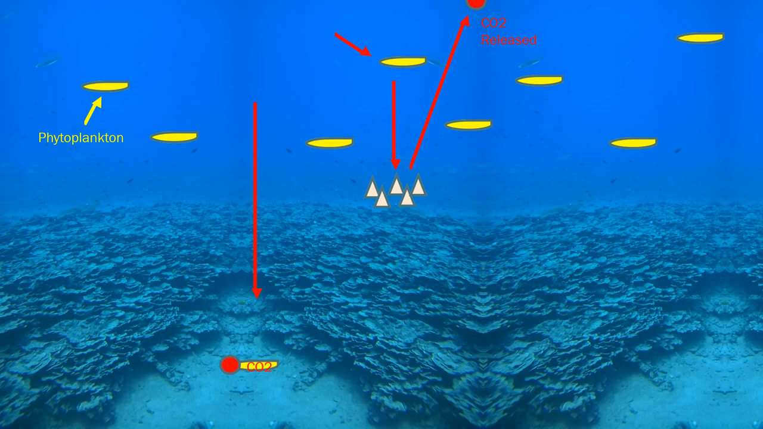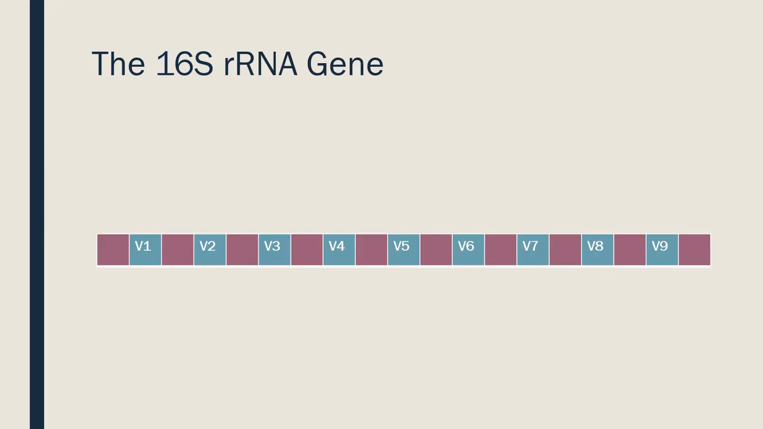Thus, important climate change research is achieved by analyzing these communities and predicting future biogeochemical gradients. The traditional method of analyzing these microbial communities has involved the 16S rRNA gene, a highly conserved gene within species of bacteria and archaea. This gene has 9 hypervariable regions, separated by constant regions.